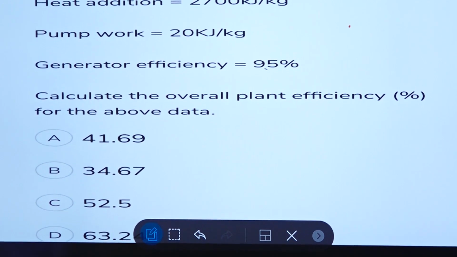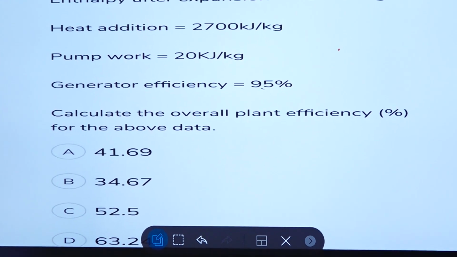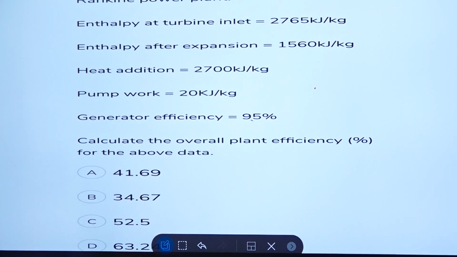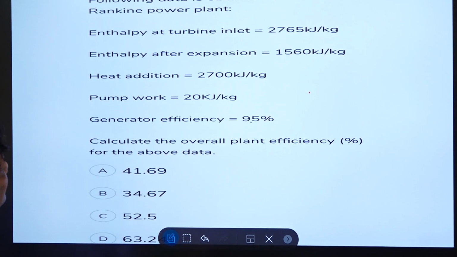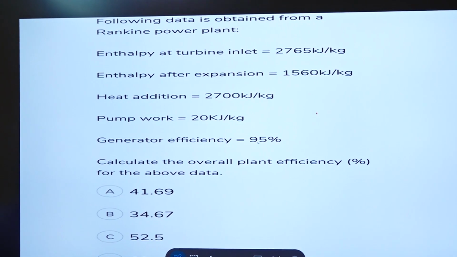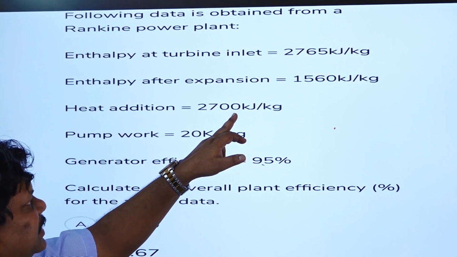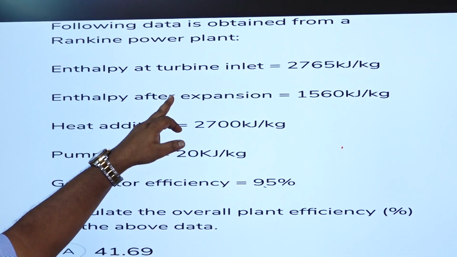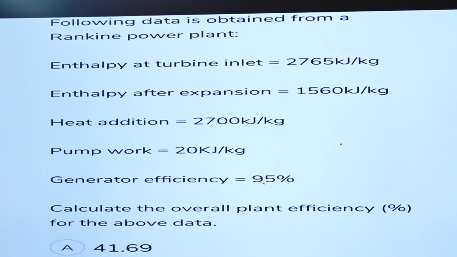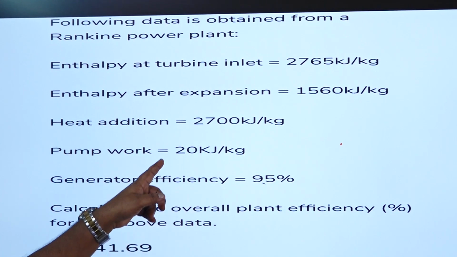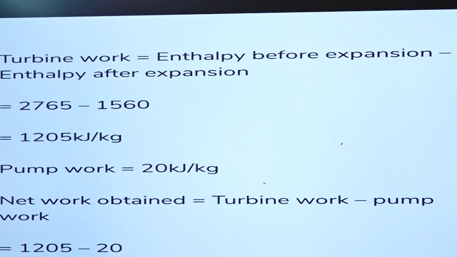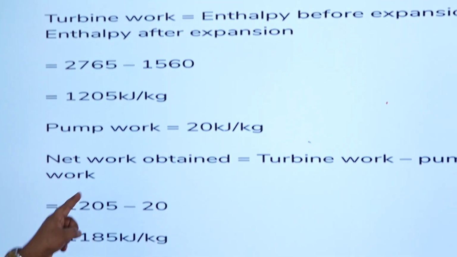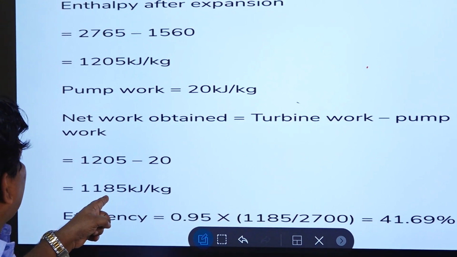So you have to find the plant efficiency and multiply it by 0.95. You know the efficiency is work done. What is the work done? WT minus WP divided by the heat energy that is supplied. The heat energy supplied is given here. It is 2700 kilojoule. So WT is 2765 minus 1560, then WP is 20 minus 20, so divided by... am I right? This is 1205 minus 20, so divided by this 2700.